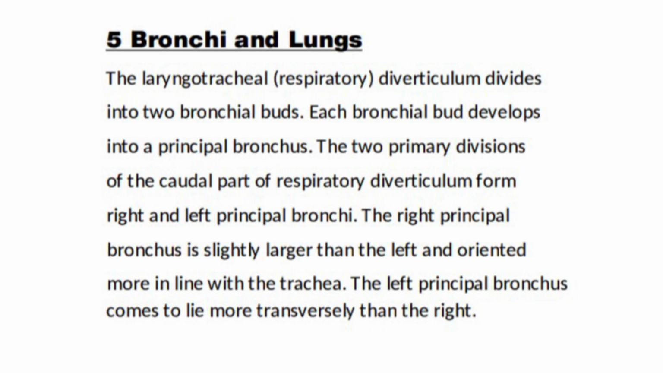So the two primary divisions of the caudal part of the respiratory diverticulum form the right and the left main bronchi or the principal bronchi. Pertaining to the differences, the right principal bronchus is slightly larger than the left principal bronchus, and it is oriented more in line with the trachea. The left principal bronchus comes to lie more transversely than the right.